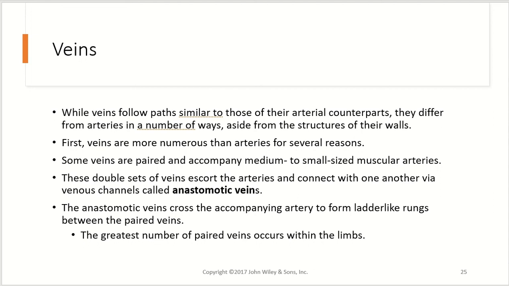And these double sets of veins that are going to escort the arteries and connect with one another via venous channels are called anastomotic veins. And these anastomotic veins are going to cross the accompanying artery to form ladder-like rungs between the paired veins. And so the greatest number of paired veins is usually going to occur within the limbs.